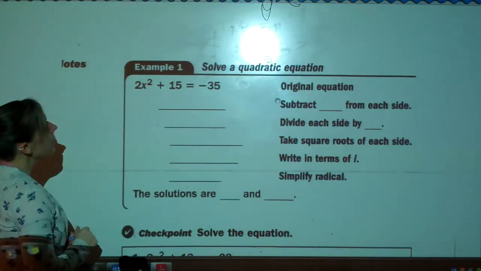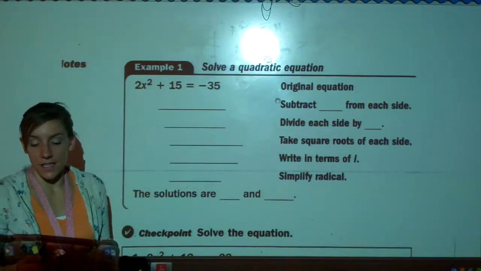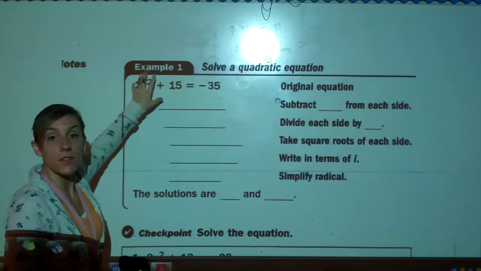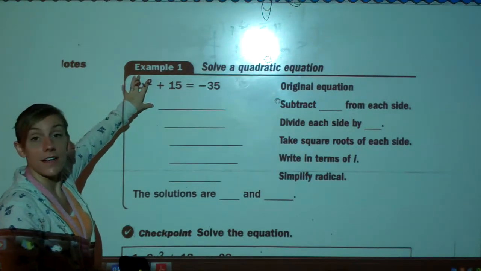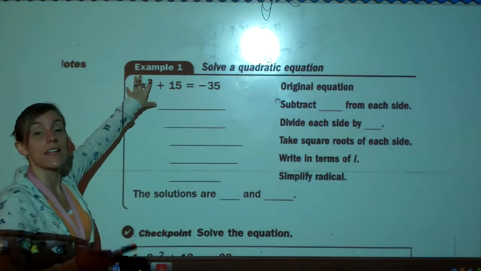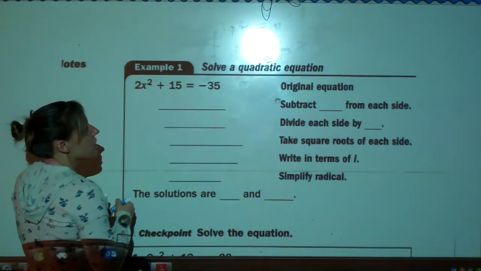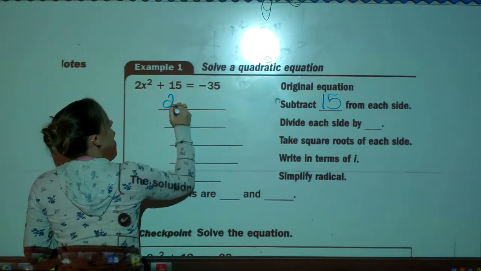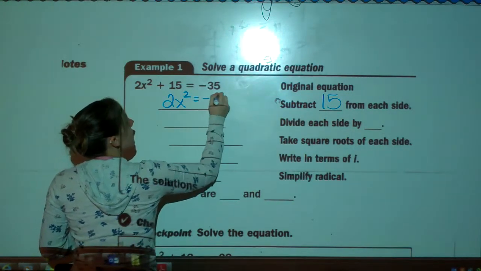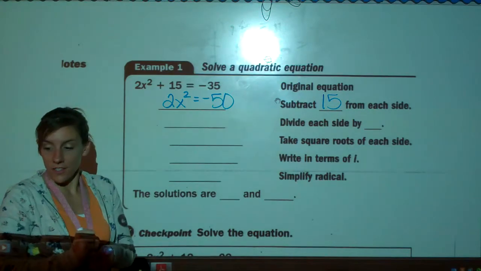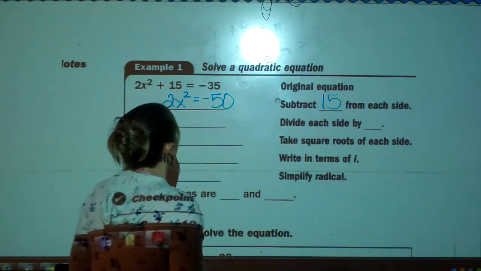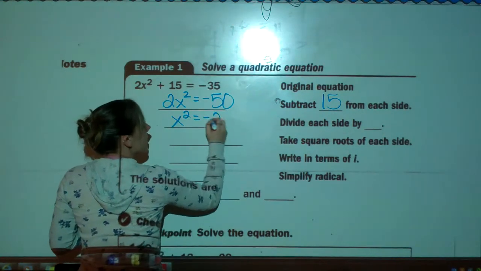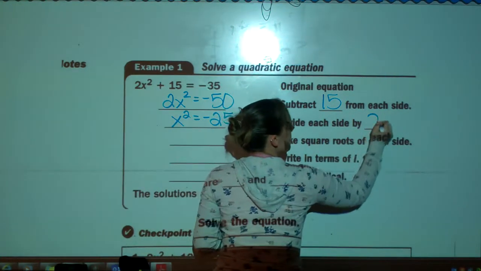So we go through and we just solve this like normal. Again, x squared is the only variable in this problem, so it's isolated, okay? And at the very end, we'll square root in order to get it all the way down to just x. So subtract 15 from both sides, and you get 2x squared equals negative 50. Okay, this looks a lot like the other problem that we did. Then we divide both sides by 2, so we get x squared equals negative 25.